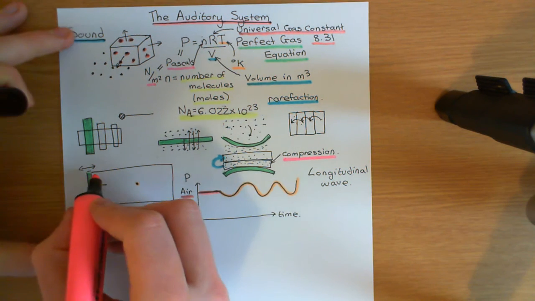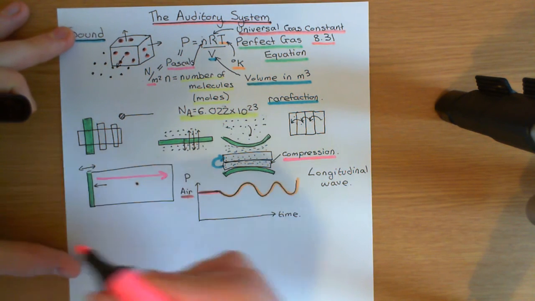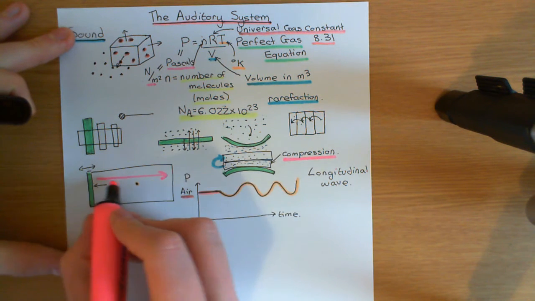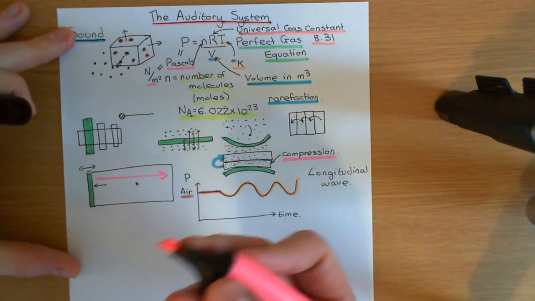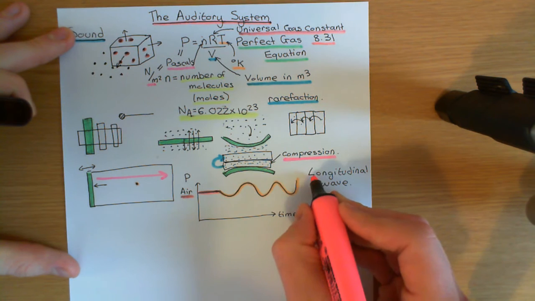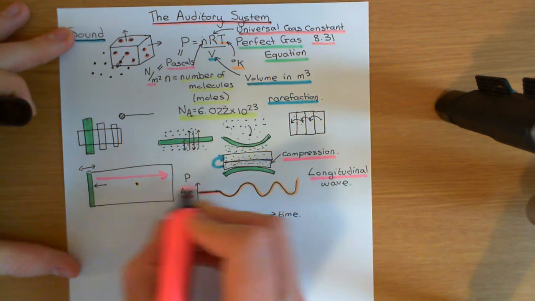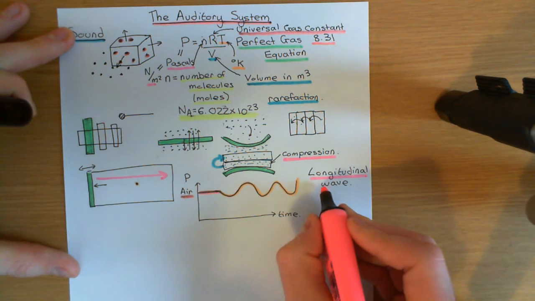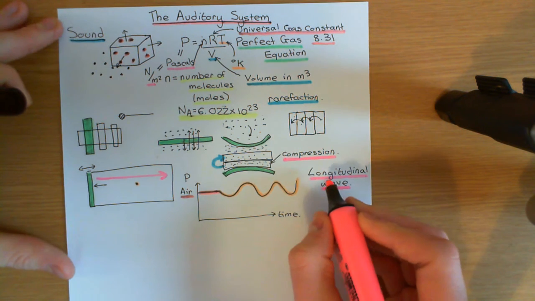So hopefully you appreciate that the sound wave is going to move in this direction. Which direction are the air molecules actually moving? Which are the things that are actually oscillating in the sound wave? Well, they're also moving in this sort of direction here. That's why sound is described as a longitudinal wave.